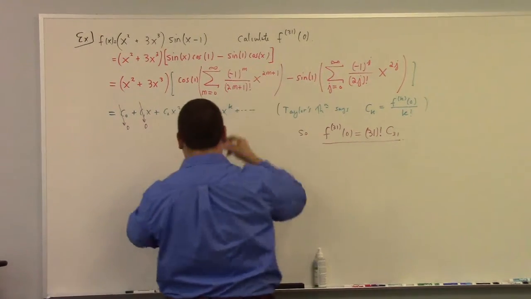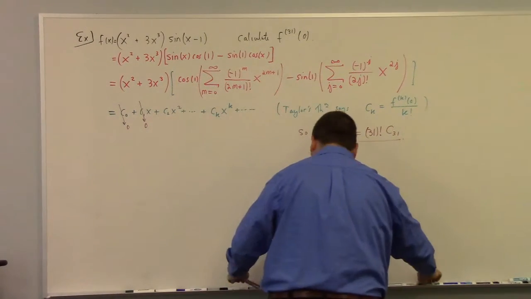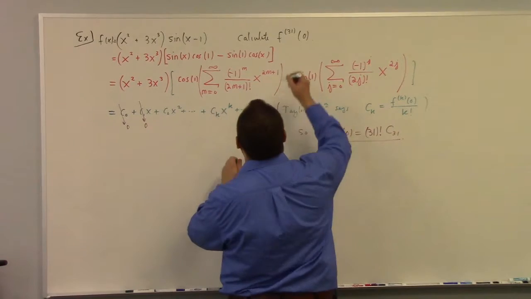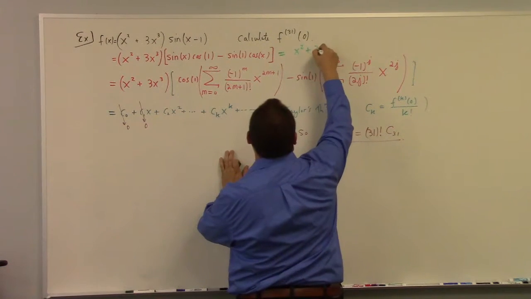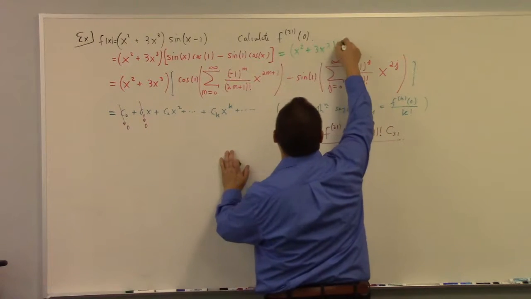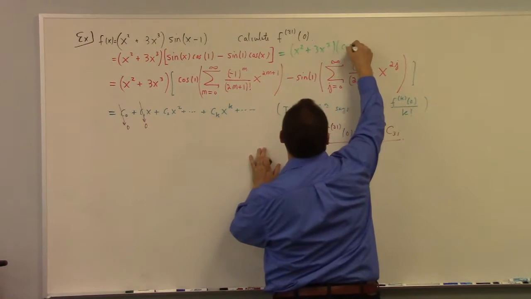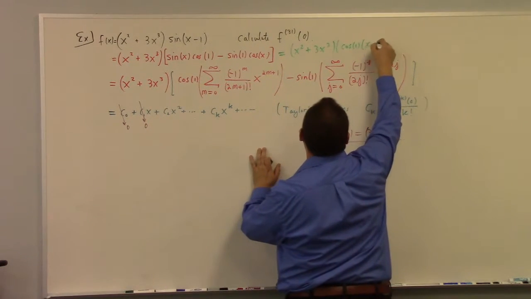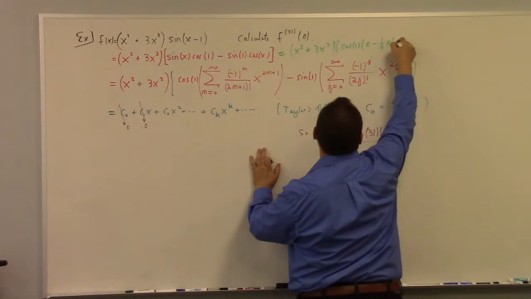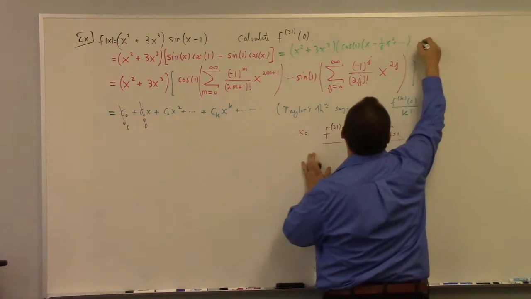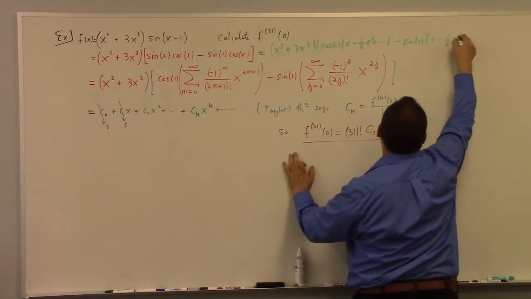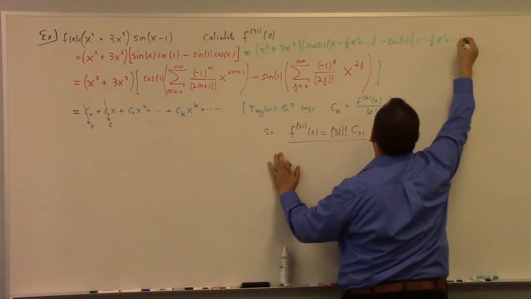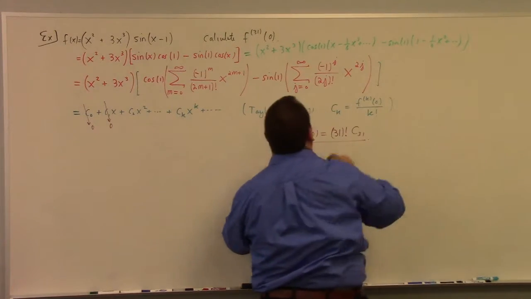It might even be instructive for me to write out this step here again, in a little bit more detail. x squared plus 3x cubed. You know, I could rewrite this. This is cosine of 1 times x minus 1/6 x cubed plus stuff, right? Minus the sine of 1 times 1 minus 1/2 x squared plus da-da-da. Those are the Maclaurin expansions for sine and cosine respectively.